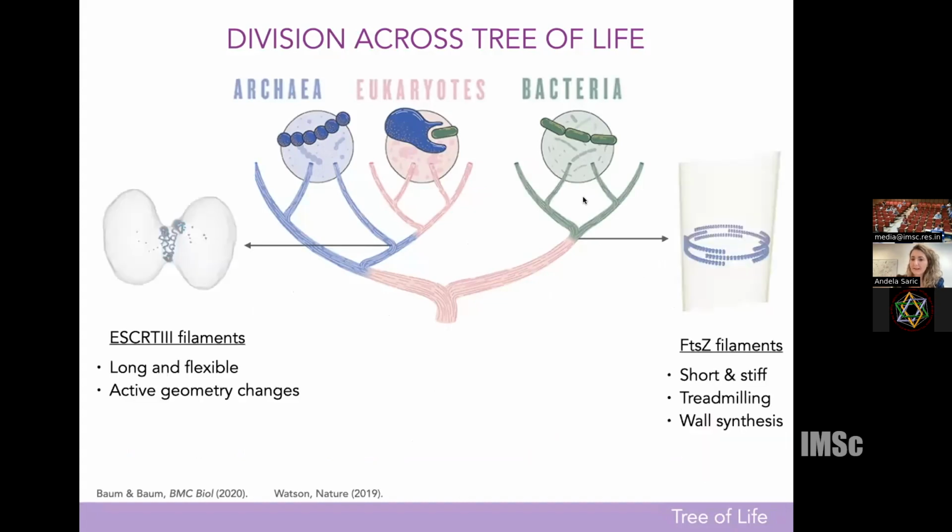The way they divide is they build a ring in the middle made of filaments called FtsZ filaments. They're short and stiff. I'll play it again. And they treadmill, so they run around the belly of the cell. Because bacteria are pressurized and quite stiff, they probably don't produce much mechanical force to squish it. But we know they guide the synthesis of a wall in the middle of the cell. So really, the way bacteria divide is by building a partition in the middle of the cell.